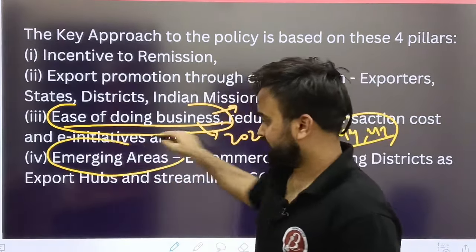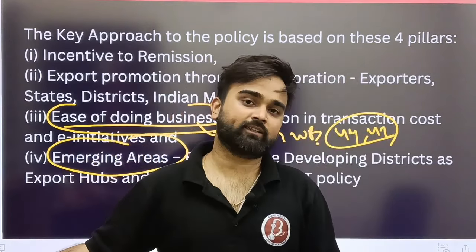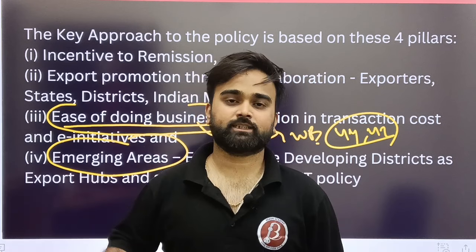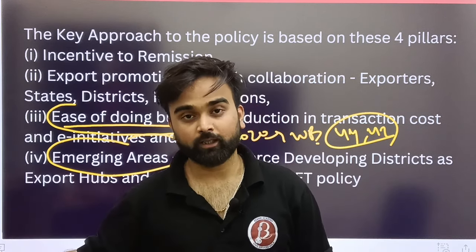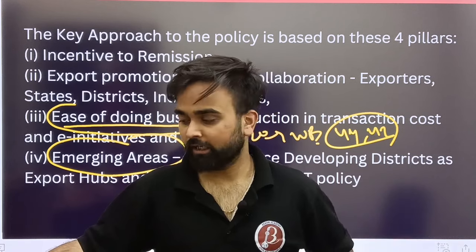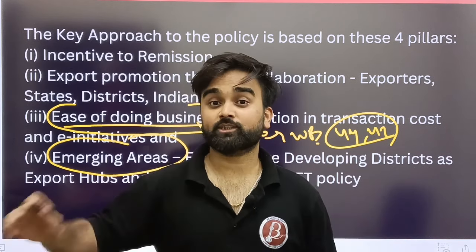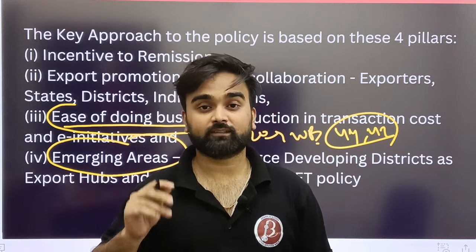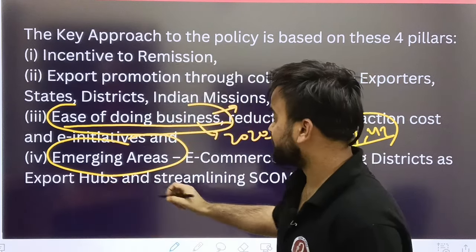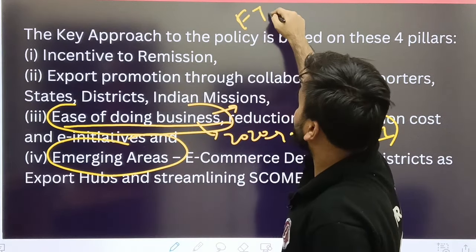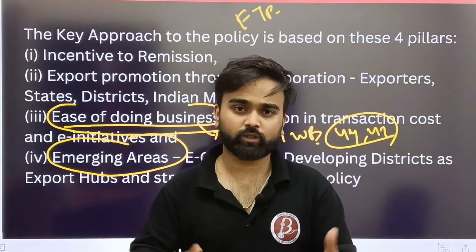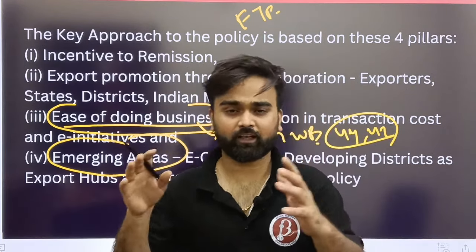Now see emerging areas. In the 19th century, who had the technology? It was the UK. They had the best technology for industrialization, so they ruled the world. In the 20th century, the best technology was with America, so they ruled the world. And the 21st century is said to be the Asian century. So we are striving for new, emerging technologies, and similarly it is visible in our foreign trade policy also. We are trying to work on new areas, that is e-commerce, then IoT, that is Internet of Things, and similar areas.